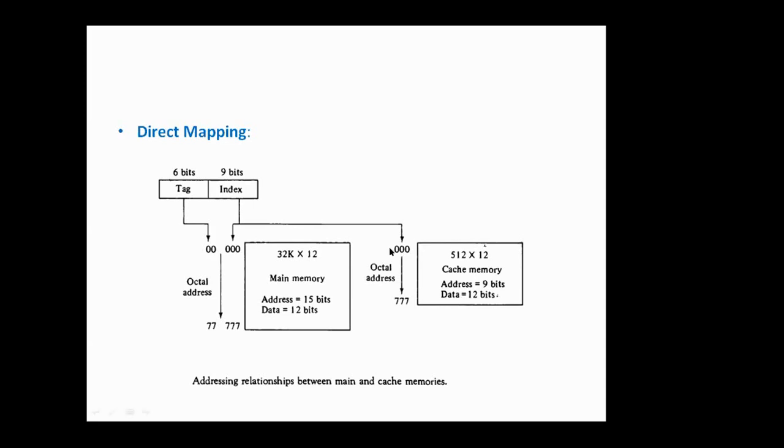Now if we put addresses here, the first address of cache will be 9 zeros and last address will be 9 ones. If we convert this into octal for simplification purposes, 9 zeros converted to octal will be 000, and 9 ones converted to octal will be 777. In the same way, if we see for RAM, it is a 15-bit address. First address will be all 15 zeros. 15 zeros converted to octal will be 5 zeros, and the last address will be 15 ones. And when we convert 15 ones to octal, it becomes 5 times 7. So this is our main memory, this is cache memory.